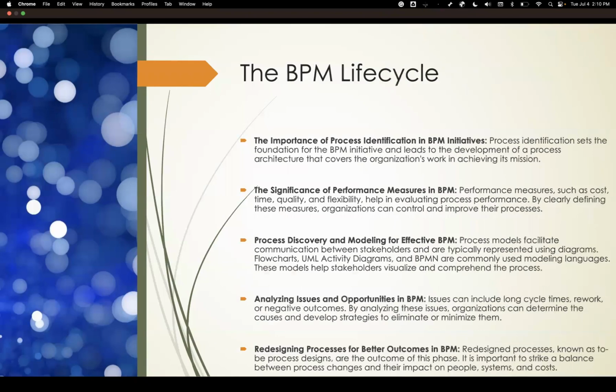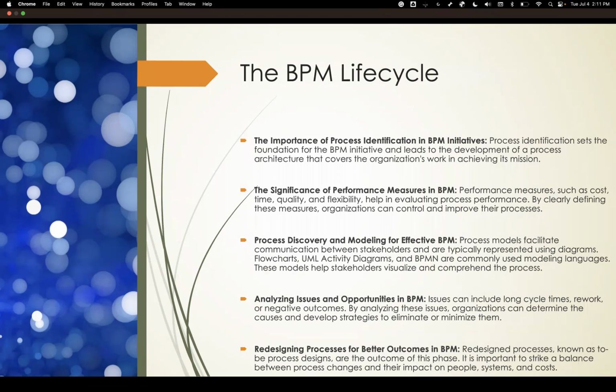Moving to the next slide, and this slide is about the business process management life cycle. The importance of process identification in a business process management initiative. Process identification sets the foundation for the business process management initiative and leads to the development of a process architecture that covers the organization's work in achieving its mission.